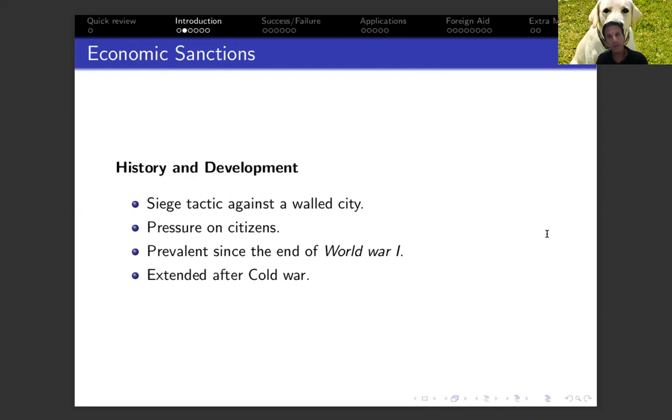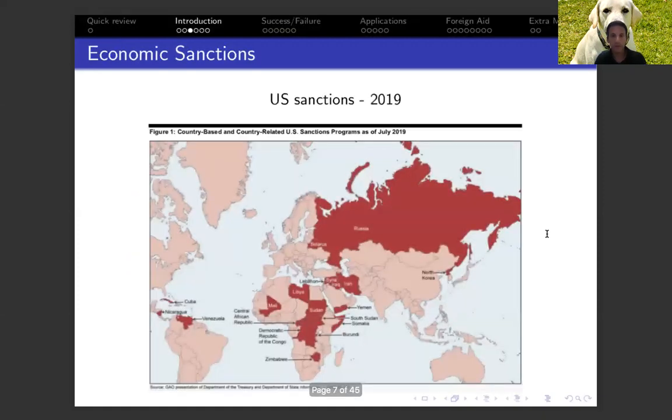It has been prevalent since the establishment of the League of Nations, one of the first international institutions after the First World War. And it has become even more prevalent, with a substantial rise in its use since the end of the Cold War. For example, these are the different US sanction programs around the world in the middle of 2019. As you can see, we have sanctions imposed on countries in Central America, Cuba, and Nicaragua, in South America, African countries, the Middle East, of course, and our friends from Russia.